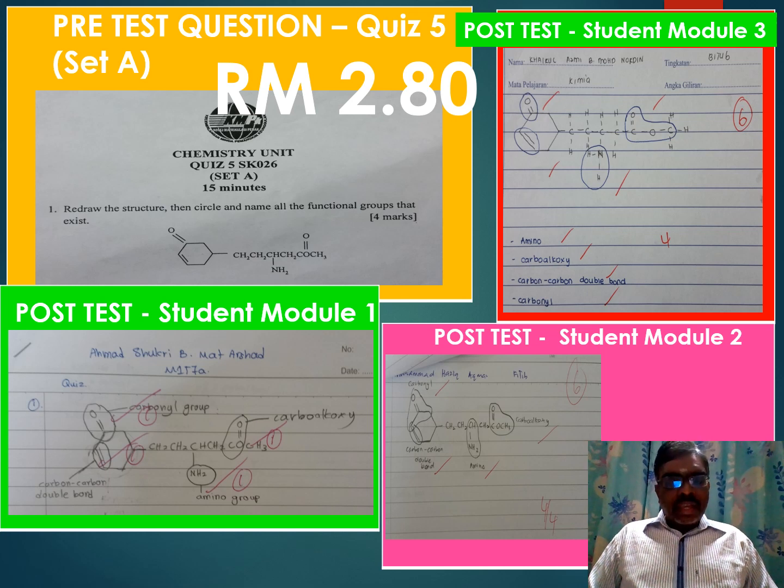Another thing: why is RM 2 ringgit 80 cents mentioned here? The raw material we used in this game is rubber band. The colors of rubber band cost only RM 2.80. We are proudly saying that a low-cost material like these colors of rubber band can increase the students' marks in the post-test.